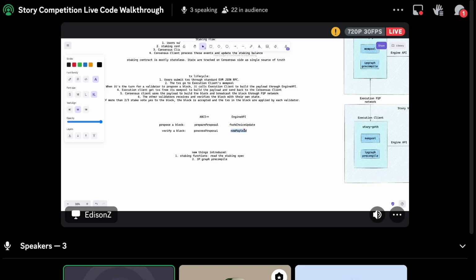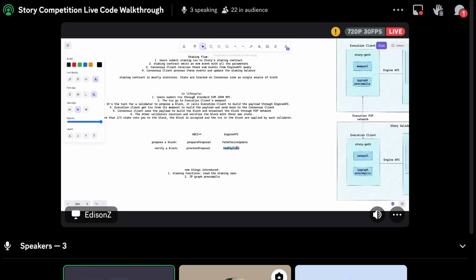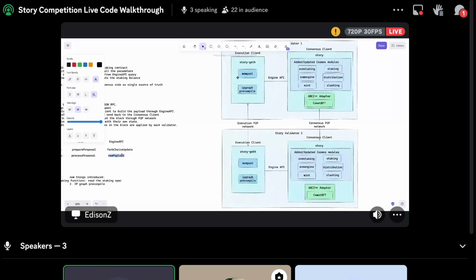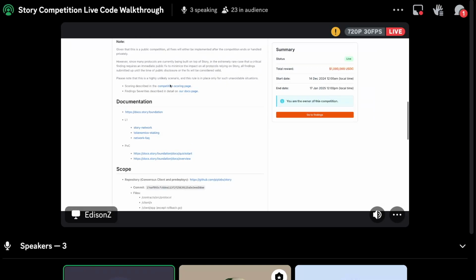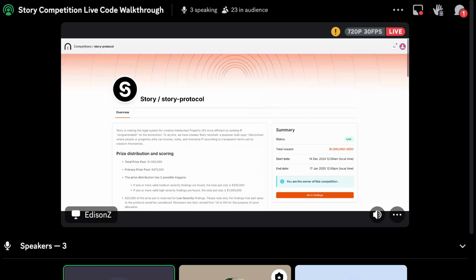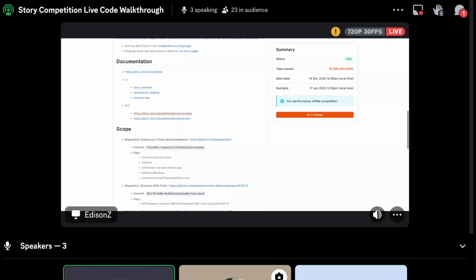Okay, so that's the high level staking flow, transaction flow, and the architecture diagram. Next, let me share this tab. Let me know if you cannot see it. This is basically our Cantina Story page where we list all the documents. All the different repositories where we make code changes and all the documentation are listed here.